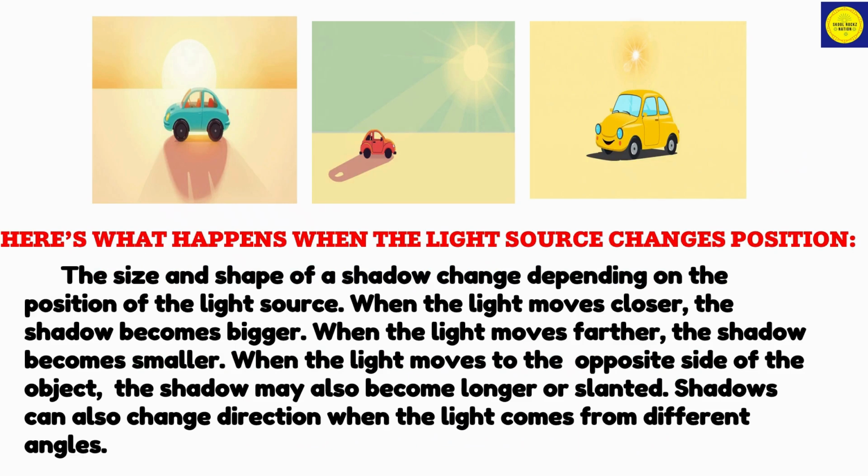Here's what happens when the light source changes position. The size and shape of a shadow change depending on the position of the light source. When the light moves closer, the shadow becomes bigger. When the light moves farther, the shadow becomes smaller. When the light moves to the opposite side of the object, the shadow may also become longer or slanted. Shadows can also change direction when the light comes from different angles.